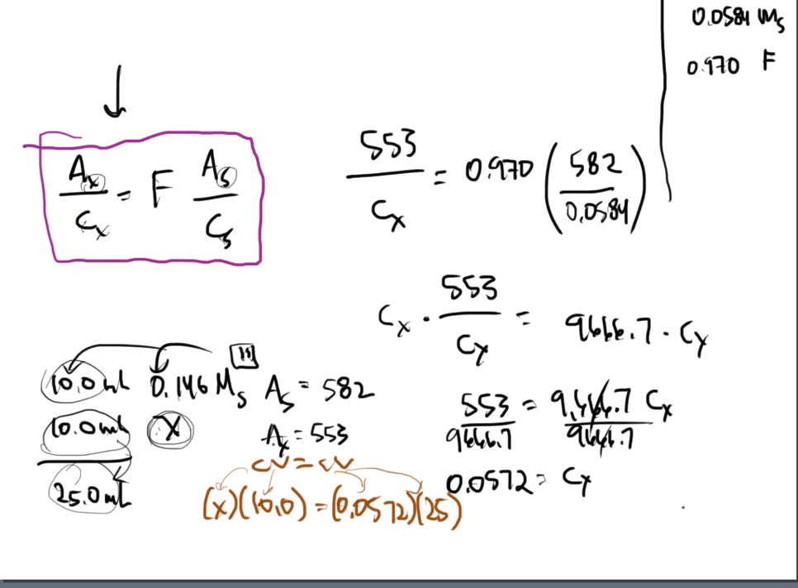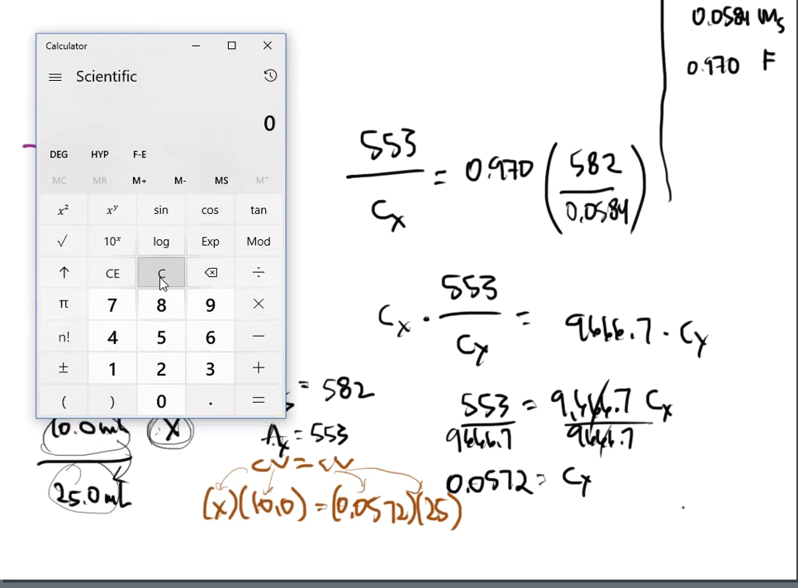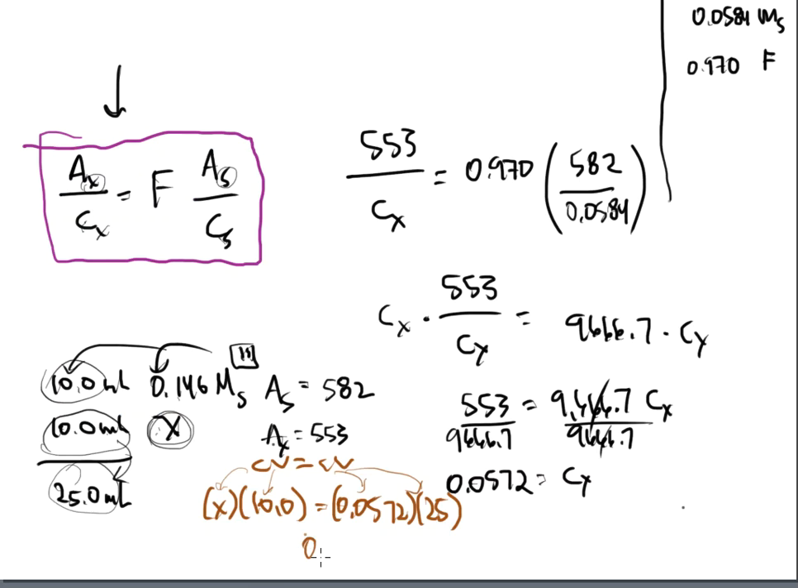So I'm going to bring the calculator up again. This time I'm going to go in and take 0.0572. I'm going to multiply by 25, and then I'm going to divide by 10, and my answer here is 0.143. So 0.143 molarity is the concentration of the component that's in that sample. And we did this without using a calibration curve. I based it off of one ratio, and that is it, right?